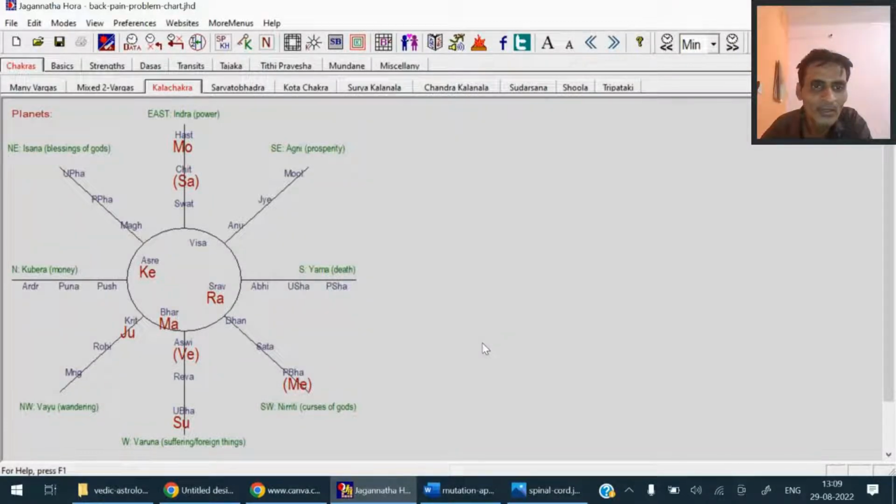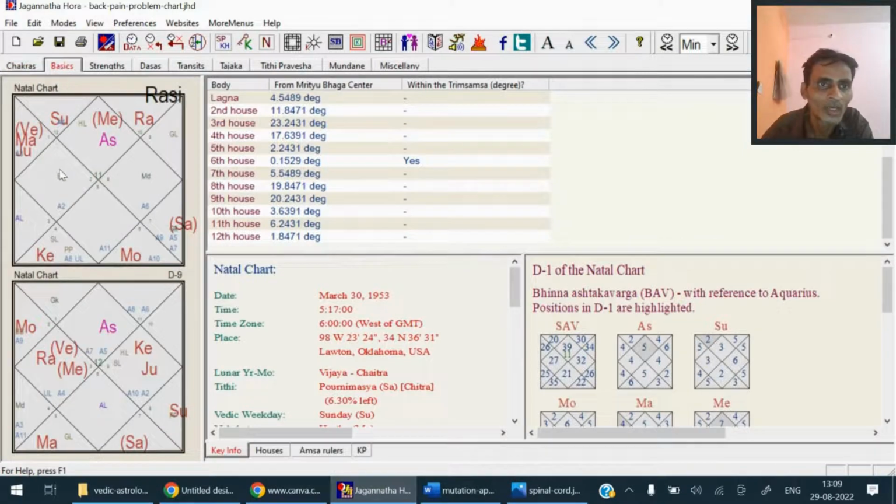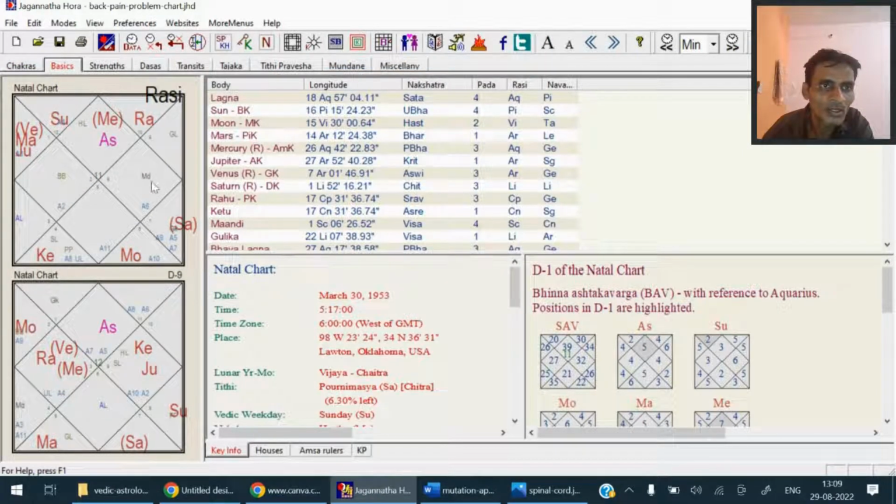Today let's analyze the back pain problem in Vedic astrology. Here is the chart. As you can see, this is the chart of a woman who is living in America. She is an Aquarius ascendant with the sixth Lord Moon placed in the eighth house.